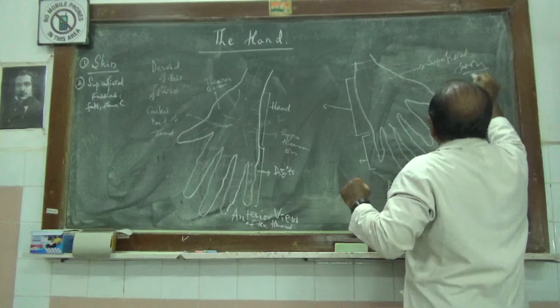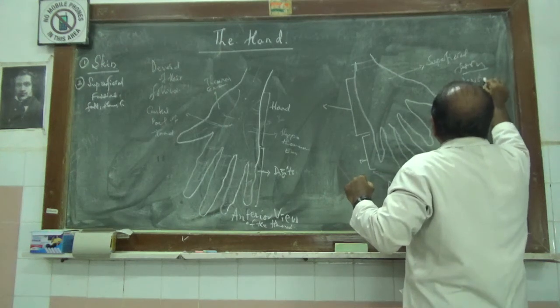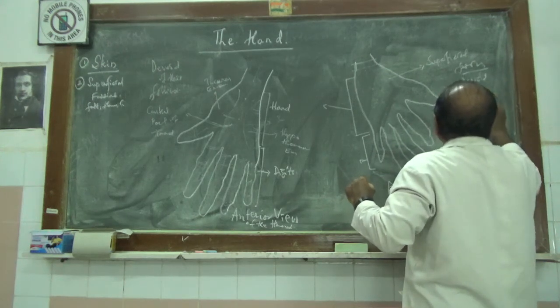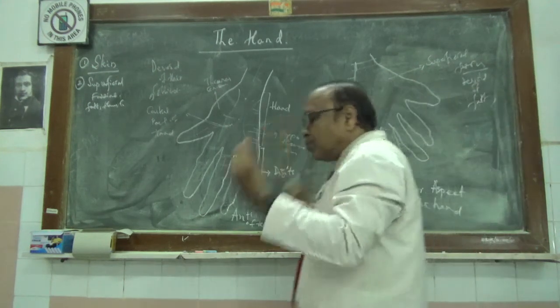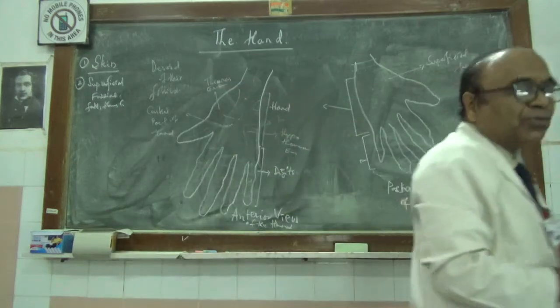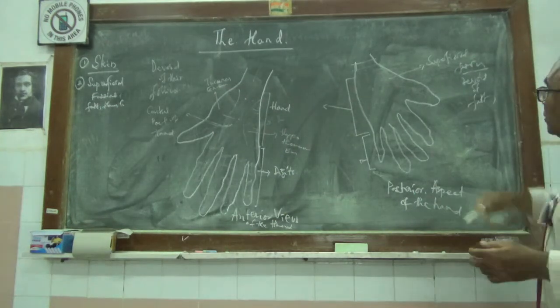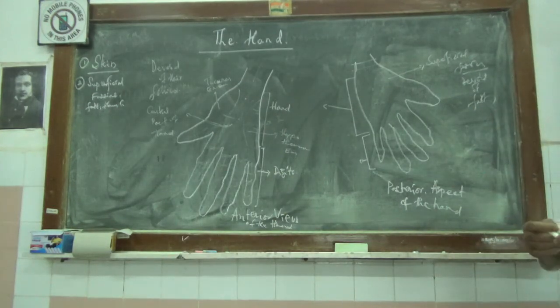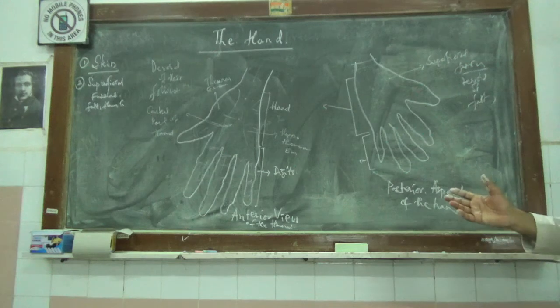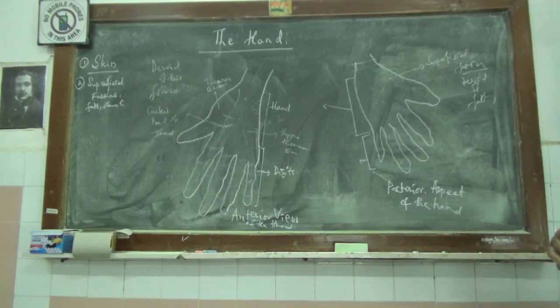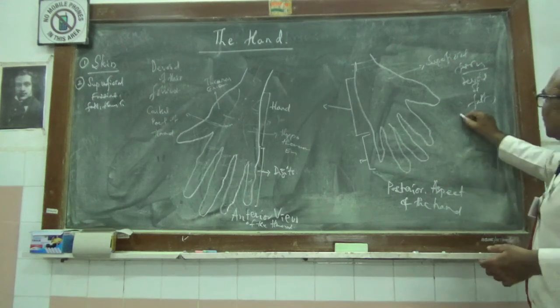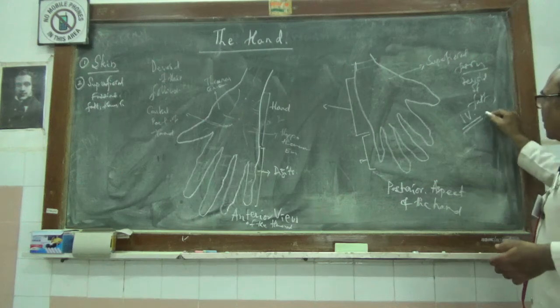Fascia is devoid of fat. There is no fat in that, so it will be moving. Because of this, it is very difficult to find the superficial dorsal venous arch of the hand at the time when you will be putting the IVs, intravenous.